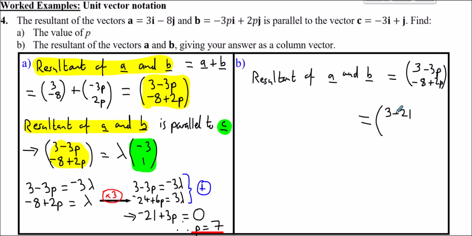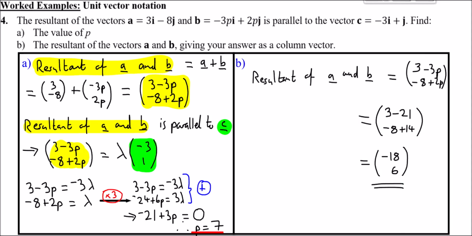So 3 minus 3p becomes 3 minus 21. And at the bottom, minus 8 plus 2p. p is 7, so 2p is going to be 14. So if we just simplify and work out these calculations, 3 minus 21 gives us minus 18. And minus 8 plus 14 gives us 6. And that's the final answer and concludes the session.